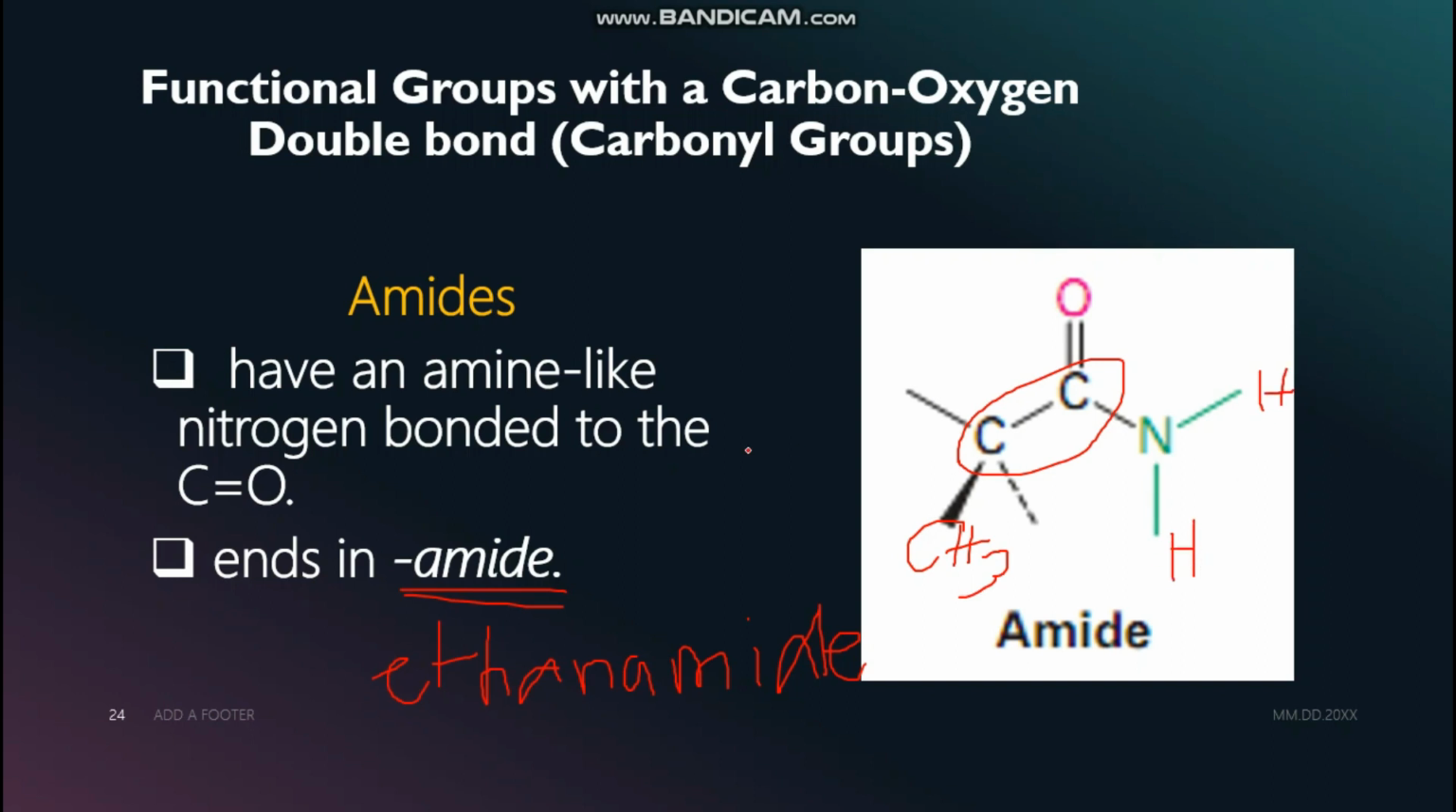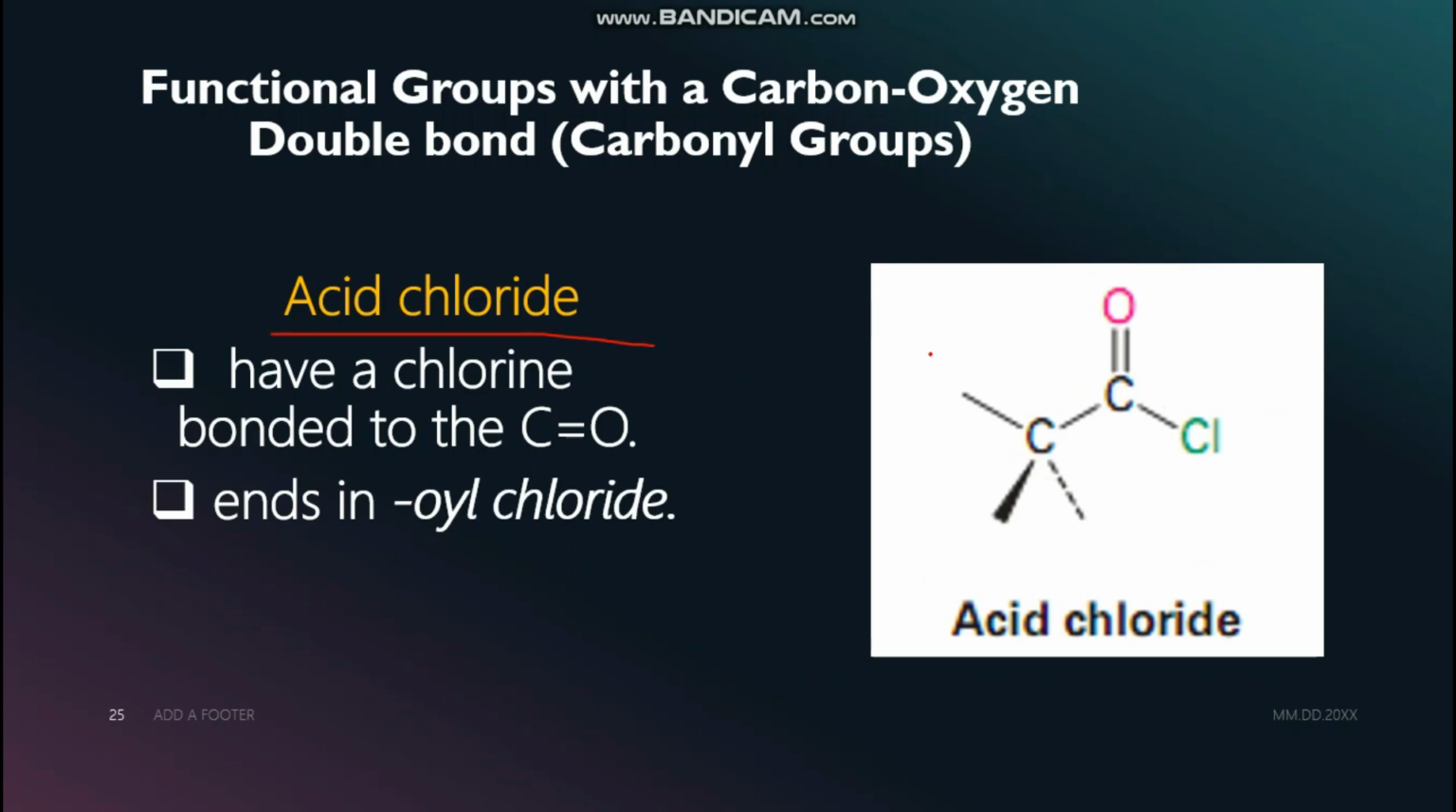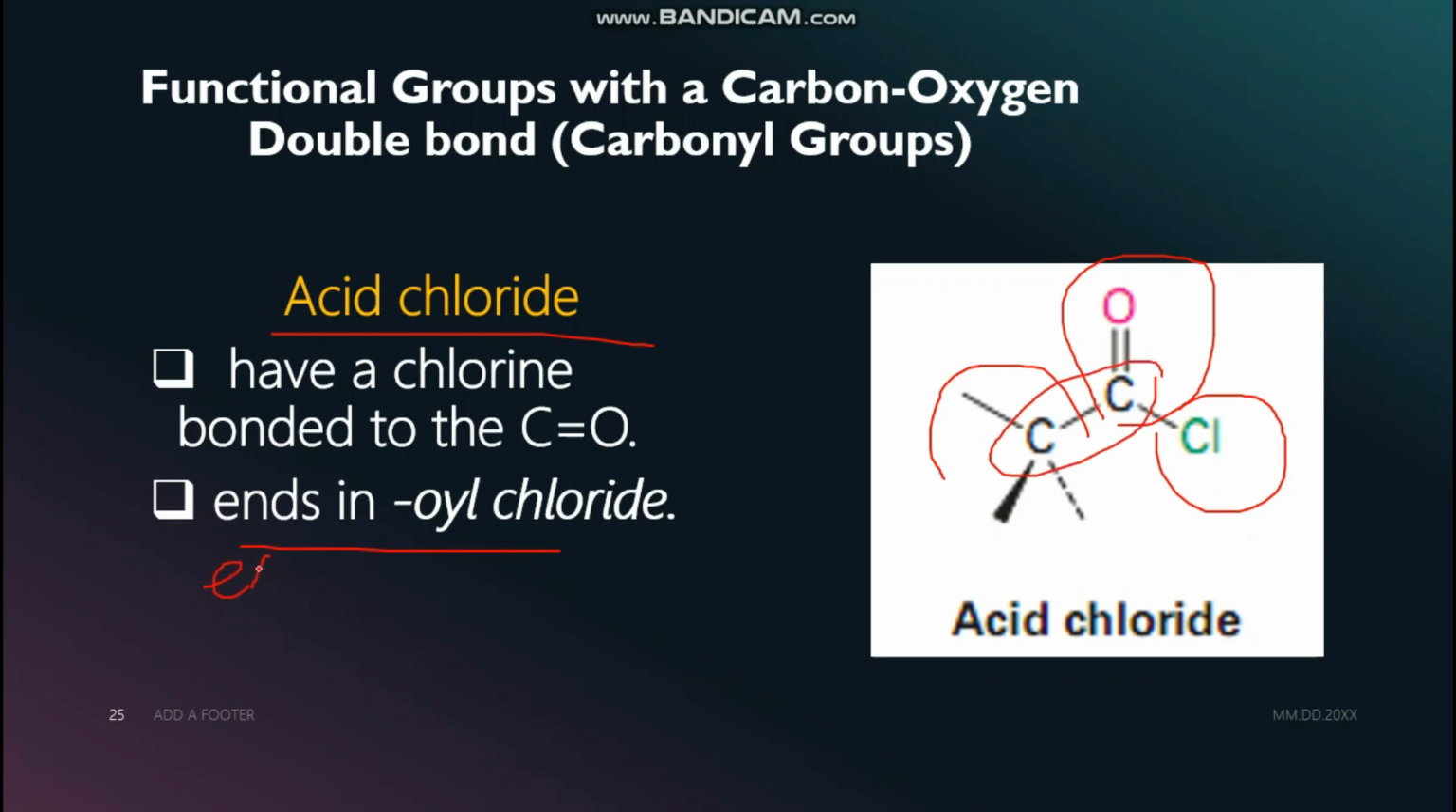Okay. So another one is the acid chloride. So our carbonyl group, and syempre merong chlorine. So may chloride siya. It has a chlorine bonded to the carbonyl group, and it ends in oyl chloride. Okay? So this one, it's ethanoyl chloride. Ayan. Ethanoyl chloride kasi dalawang carbon. So that's ethanoyl chloride. Ayan.